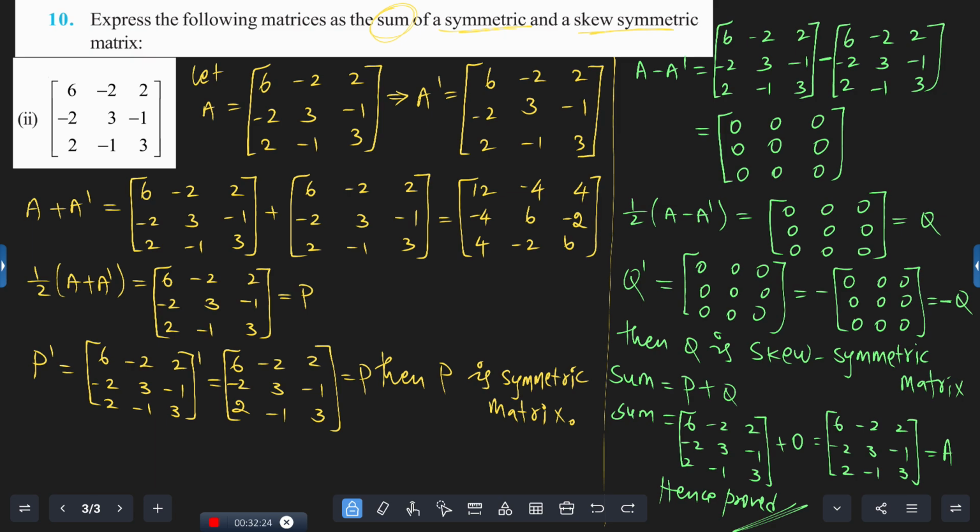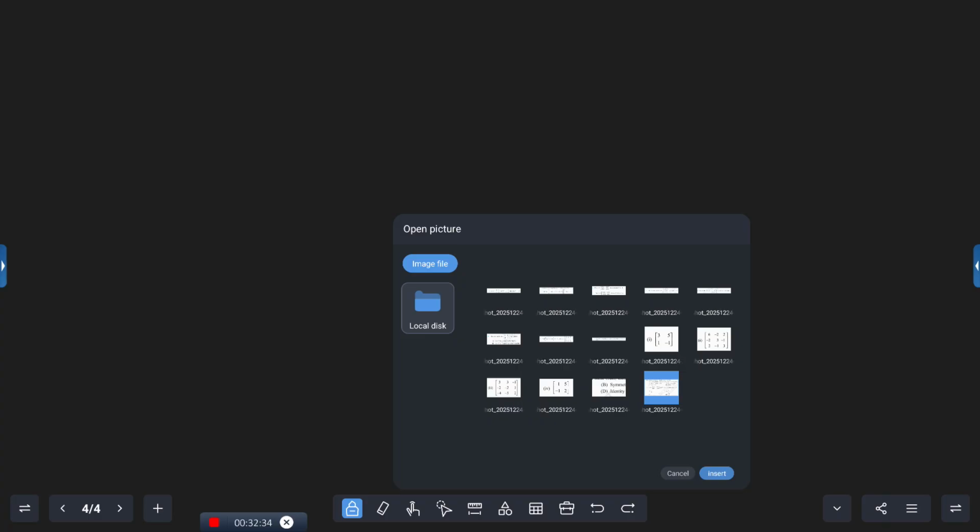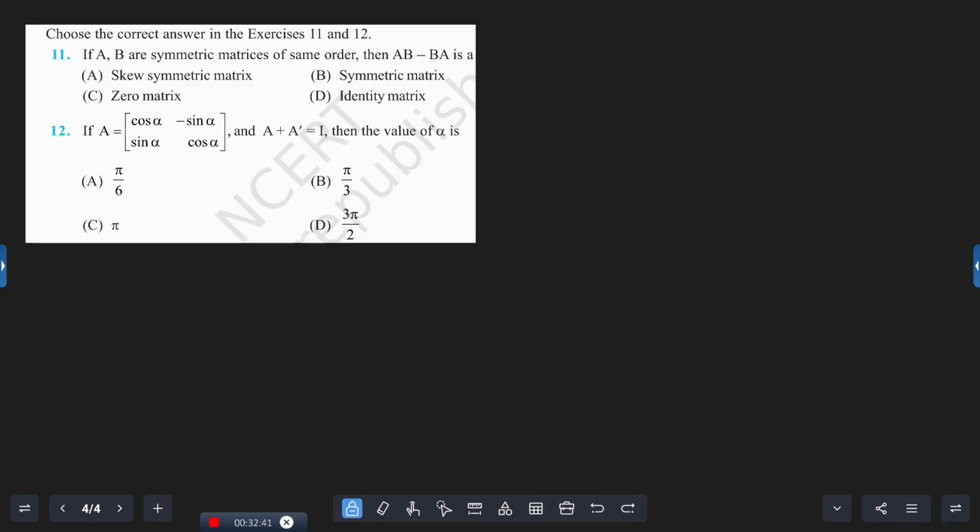Completed? Girl side, is anyone writing? Very good. Boy side? Super. We'll go to the MCQ questions, 11 and 12. Right.